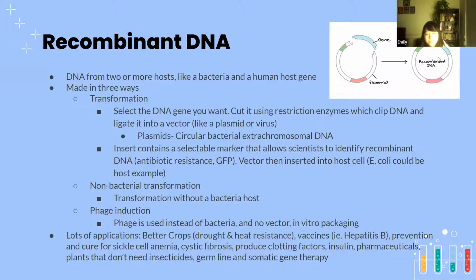And then you also add a selectable marker. So for example, if you have a green marker and the green shows up in the host cell, then you know it worked. An example of this would be if you have a bacteria that is resistant to heat. You cut that heat resistant gene, put it on a virus, and then the virus goes into a human cell. And then suddenly the human cell is also heat resistant. That's how you know it works.